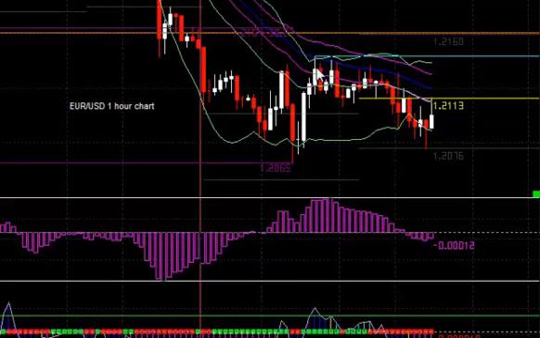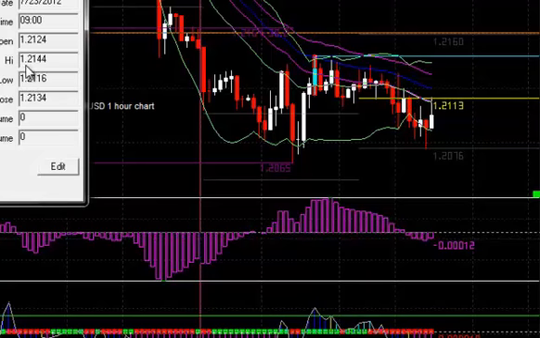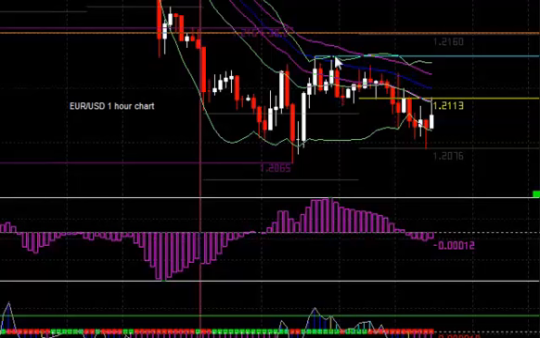So this high here is 1.2144, and that low there is 1.2066. So I'm comfortable with that range. That's about 75-80 pips. I'm okay with that. That's about the average consolidation range.